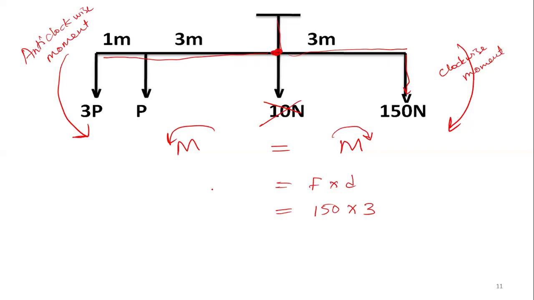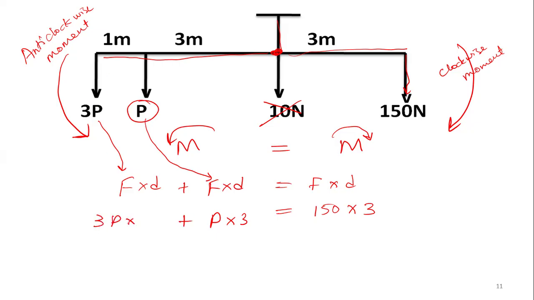This side, I have two forces. So for one, I have to put FD, and then for the other one also, I have to put FD. Now let's say for this, and then for this. For the first one, it's going to be P into 3. Force value is not given, no, it's P into 3. Then other one is going to be 3P into 1.